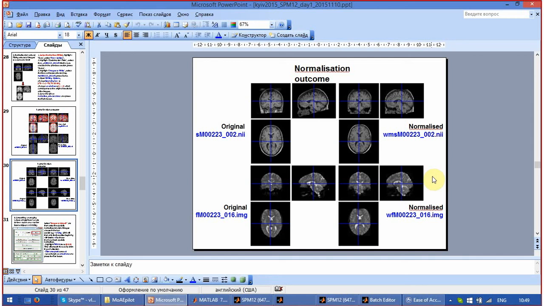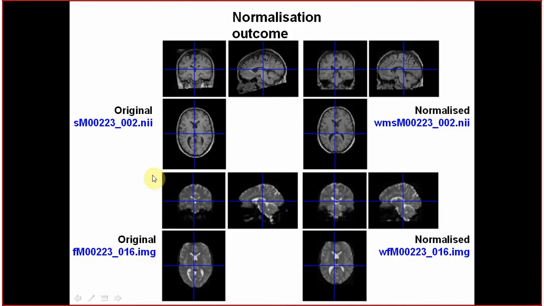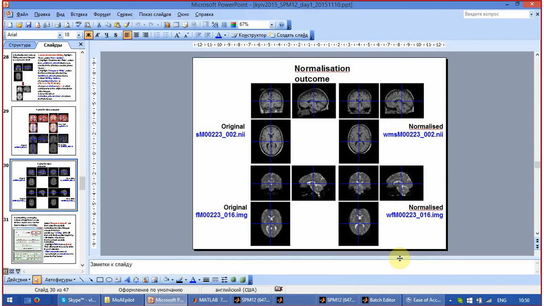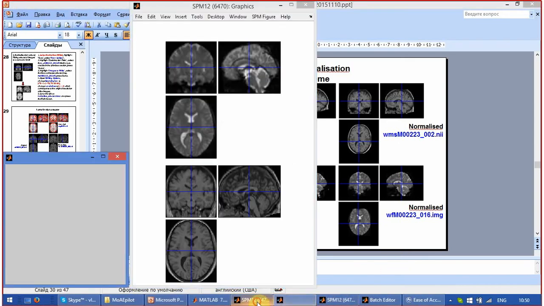In order to see better the effect of normalization, you can display four images at the same time on one screen: the original structural, the original functional, the normalized structural, and the normalized functional. Let's see how to do it practically.